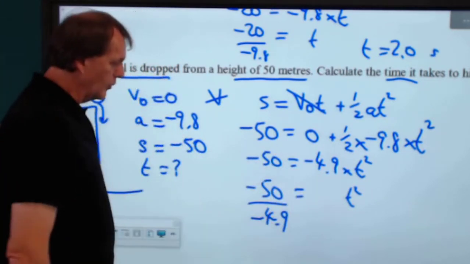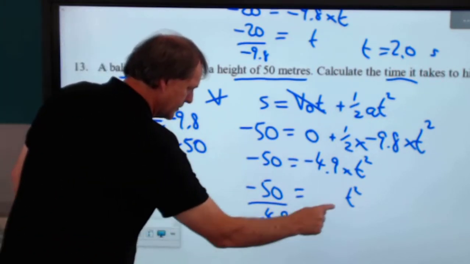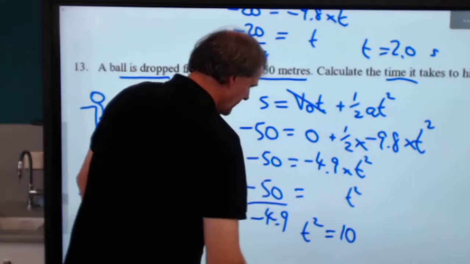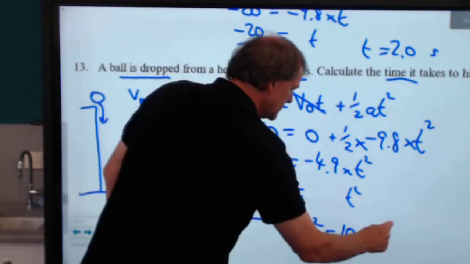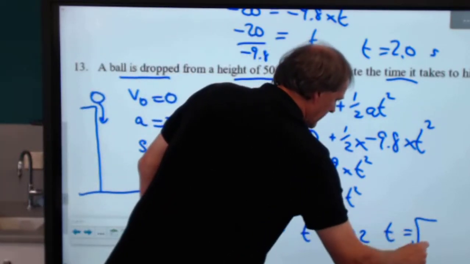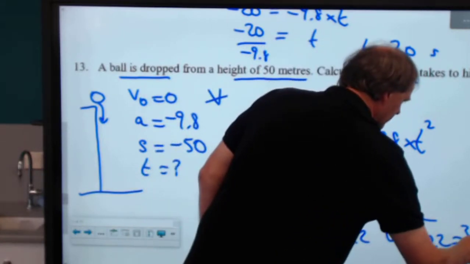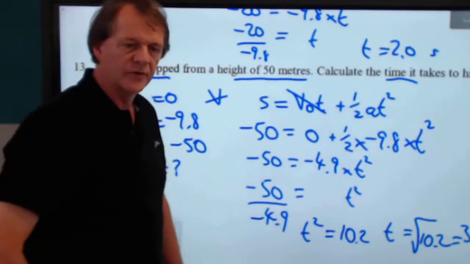If you do 50 over 4.9, you're going to get just over 10 there, okay? So t squared is equal to just over 10. So it's 10.2 for example, and I'm just guessing that here without a calculator. So you do the square root of that, and that will give you your answer. So it's going to be 3 point something, I don't know, 3.3 seconds. I'm not bothered to actually calculate those.